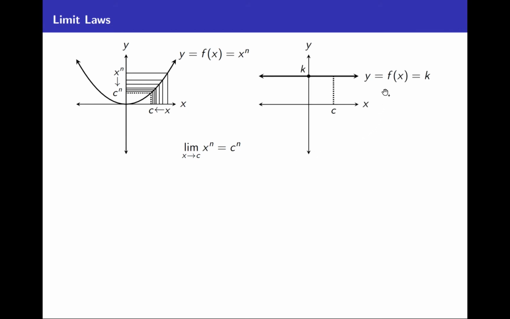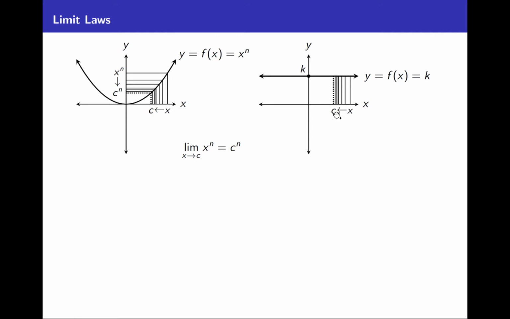Another limit law concerns the constant function y equals f of x that's equal to k, whatever value of x you plug in. And if you graph this function, no matter what x is, f of x is always equal to k, so it's just a horizontal line with y-intercept k. If you take any number c, f of c equals k. If you take any number x, f of x equals k.